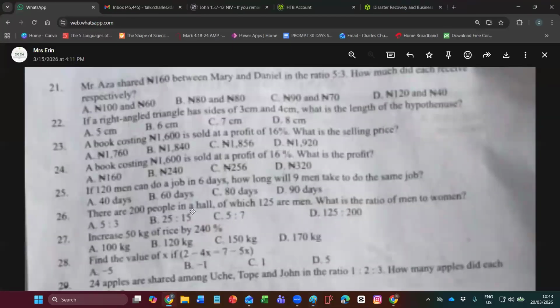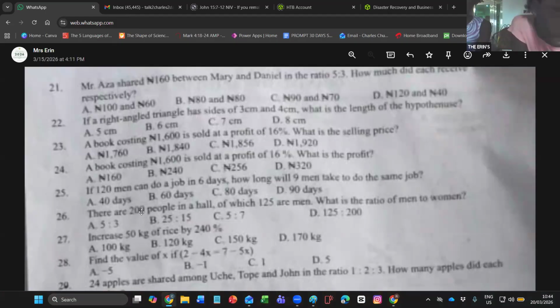Okay. So number 25 says that, looks familiar. If 120 men can do a job in 6 days, how long will 9 men take to do the same job? This is clearly a proportion question. Okay. So over to you. What kind of proportion question is it?